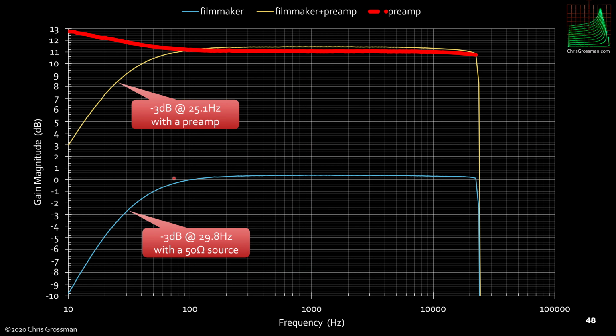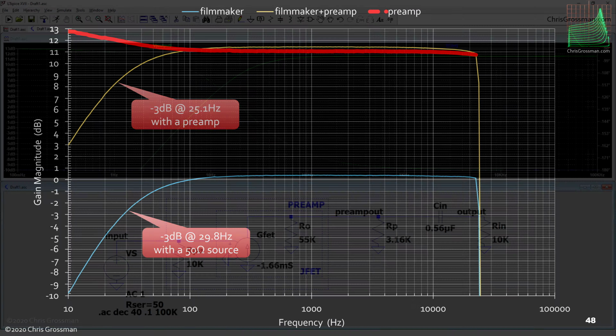And the 3 dB point has moved down a little bit, which we expect, because here the 10K is in parallel with 50 ohms, and here it's in series with 50 ohms, and here it's in series with about 3K. But what's interesting is we see that the gain of this preamp is rising at low frequencies, and now I'm going to explain why that happens.